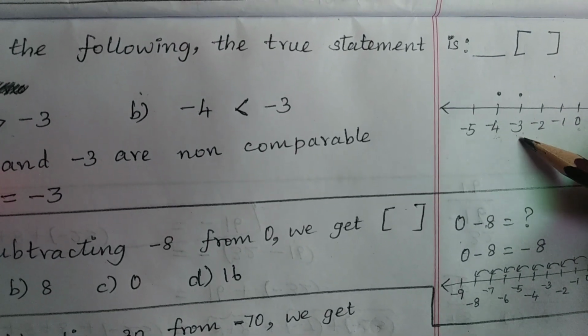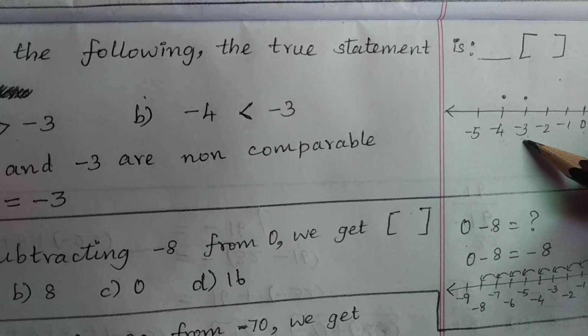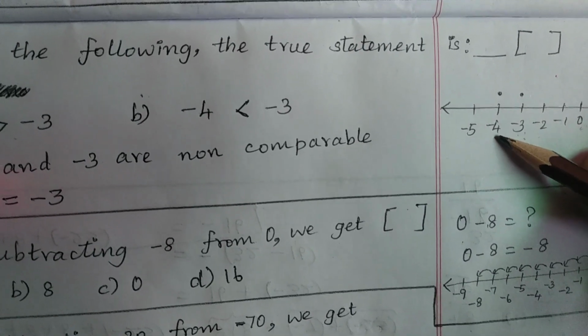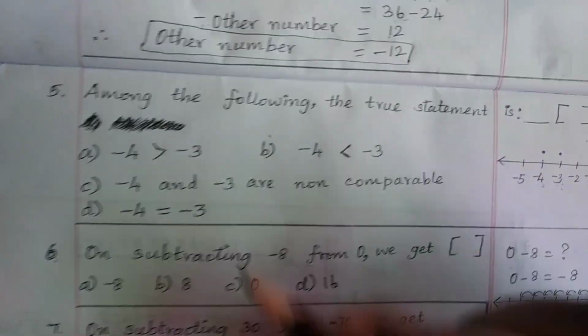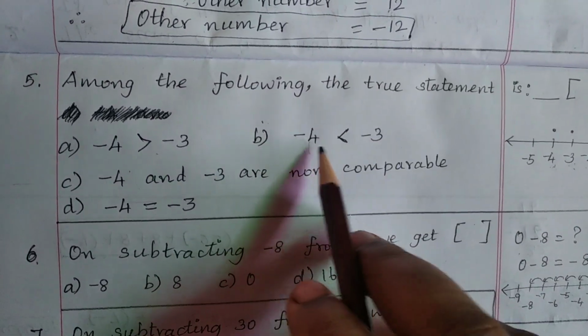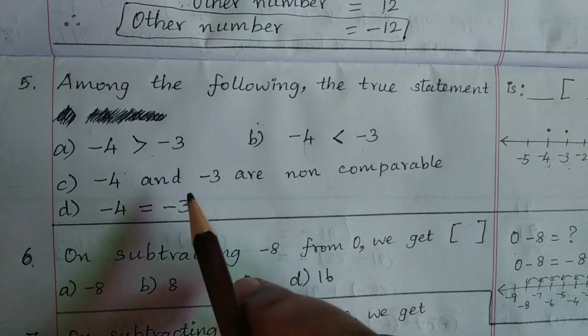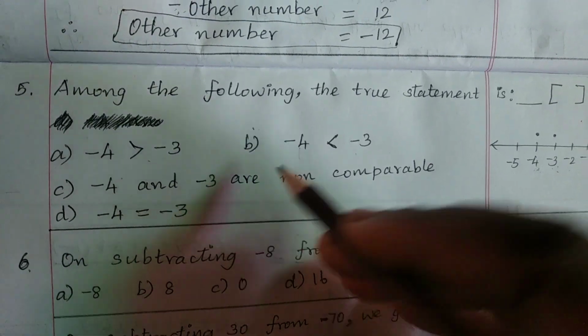4 rupees loss, 3 rupees loss. Okay. So, this will be the greatest loss. So, this is the smallest value. So, minus 4 is smaller than minus 3. B.